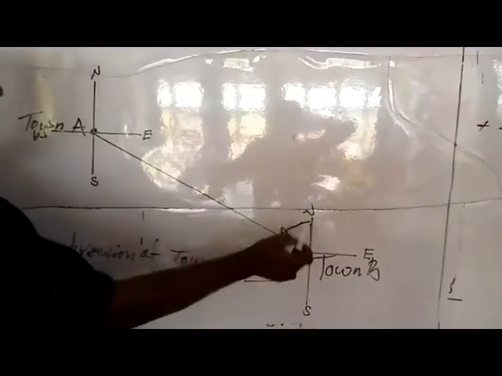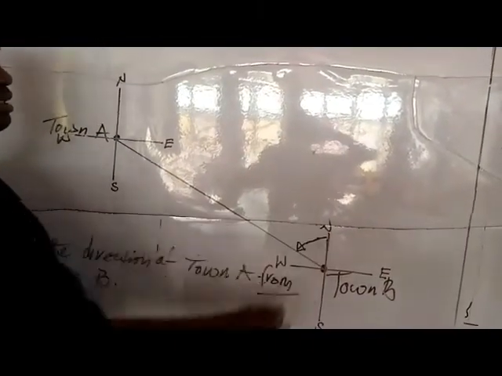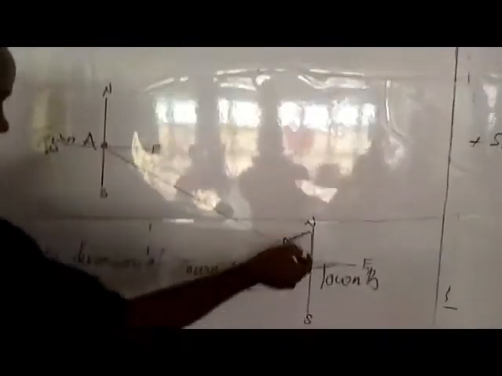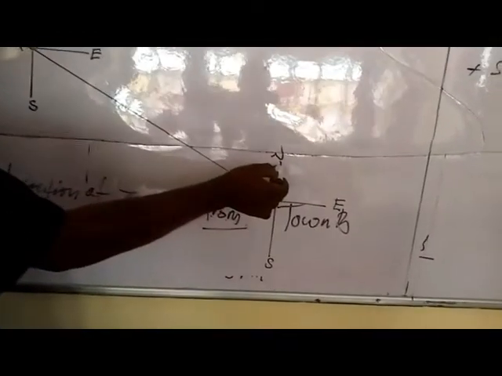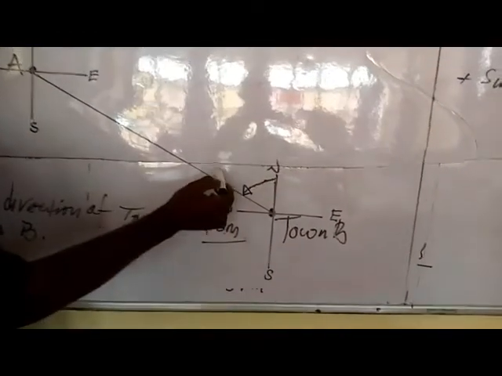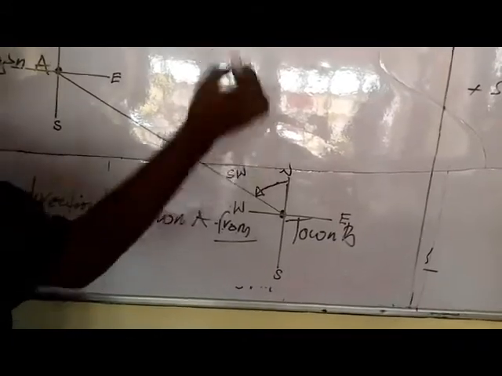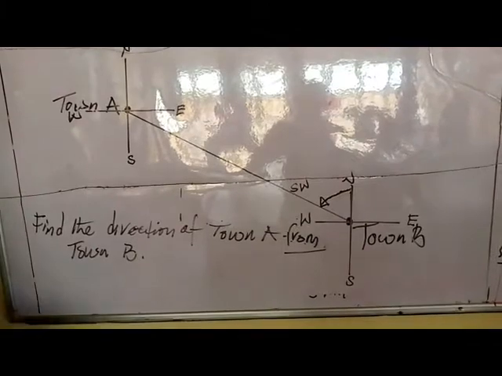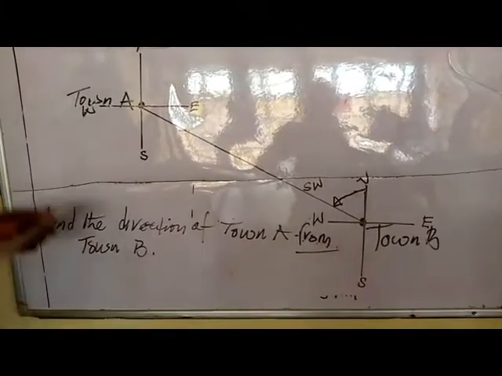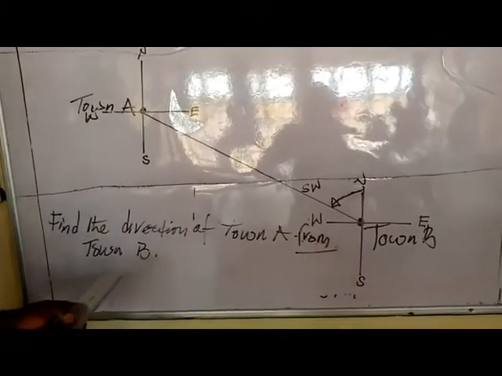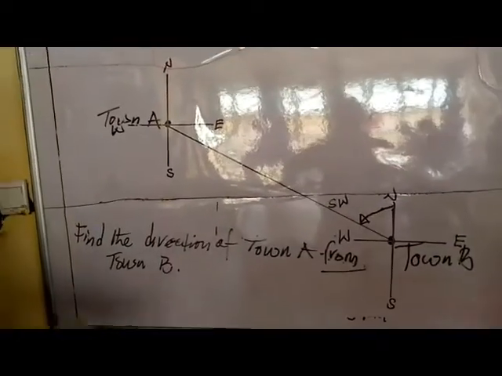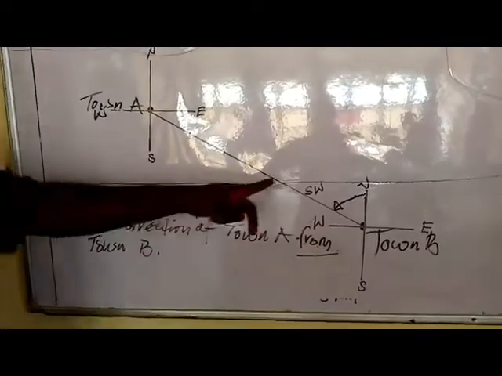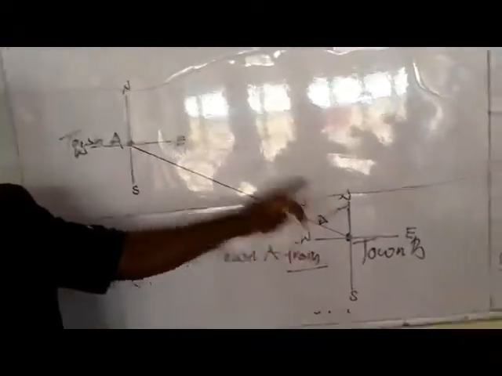So it means that town B, you must start from north, right? Interpret it towards the meeting points. Where we have north, not what? South. It means not what? West, sorry. So, going by this method, it means that the direction of town A from what? B is what? Southwest.